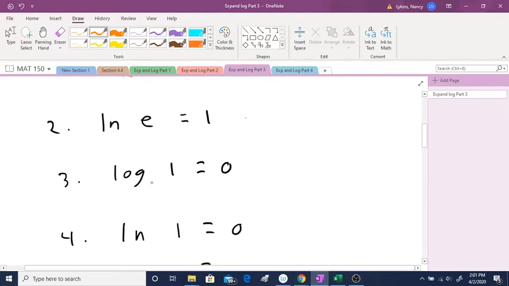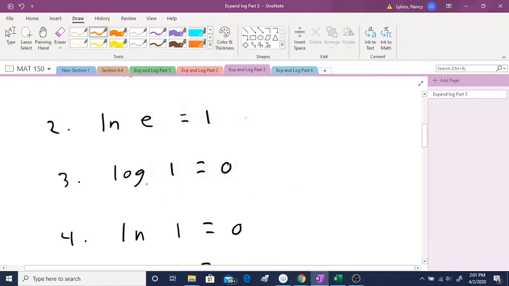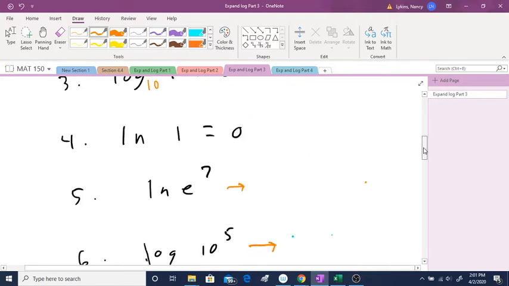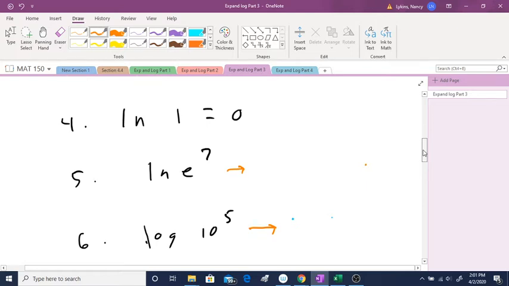Now let's look at log of 1 equals 0. Now remember, it's an understood base 10. So what I'm going to say is my base is 10 raised to the 0 equals 1. If you punch that in your calculator, that is a true statement. ln of 1, punch that in your calculator and you get 0.